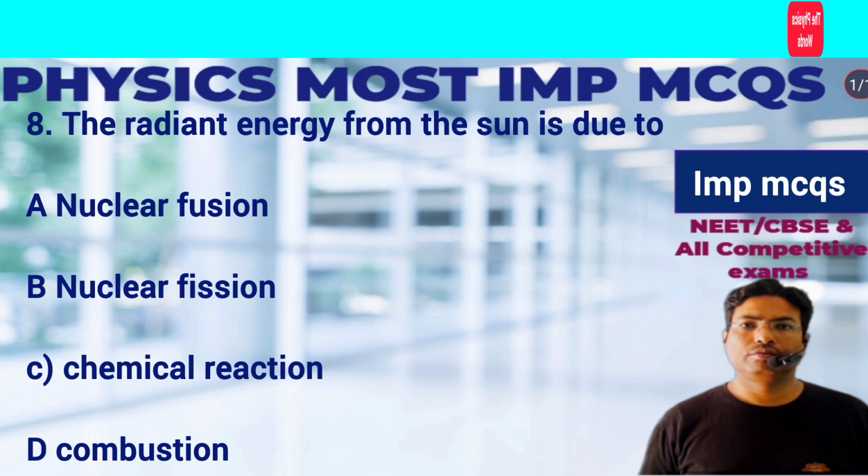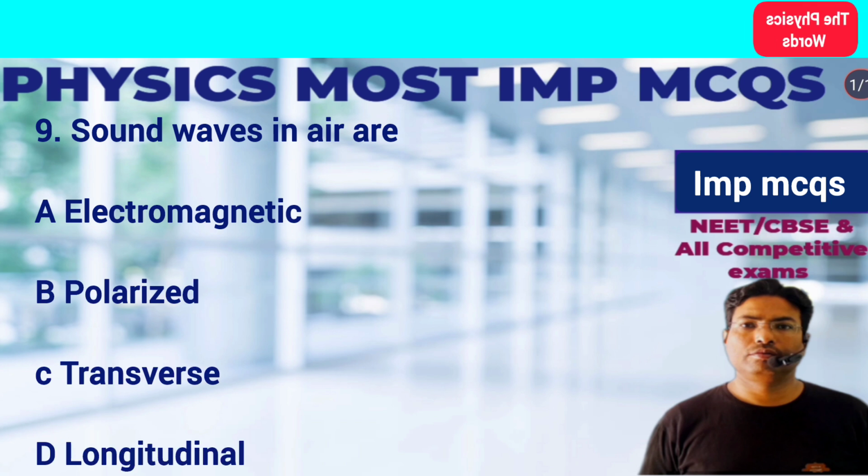Next question. The radiant energy from the sun is due to. The correct answer is option A. Nuclear fusion. Next question. Sound waves in air are. The correct answer is option D, longitudinal.